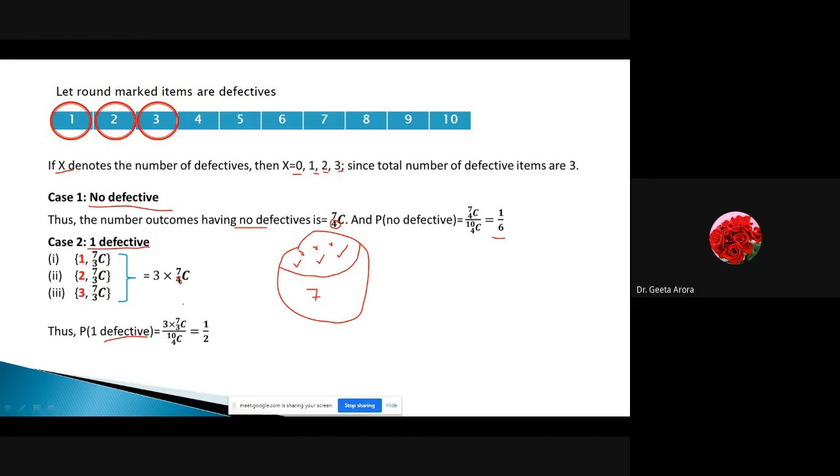Why are we saying this? Because one item is coming from the defective ones and 3 are coming from the non-defective ones. In the earlier case, we selected 4 items with no defective, so the 4 came from this part. Now we are saying 1 is defective, so 1 is coming from this part and 3 from this part. That's why it is 7C3, out of 7 we are selecting 3, and 1 is coming from this part, so it is 3C1. Correct? This is the way we can write it down.